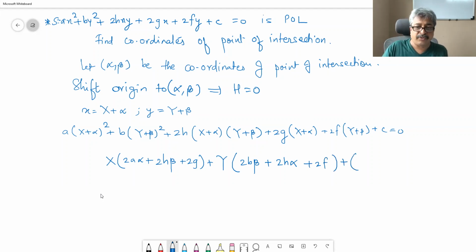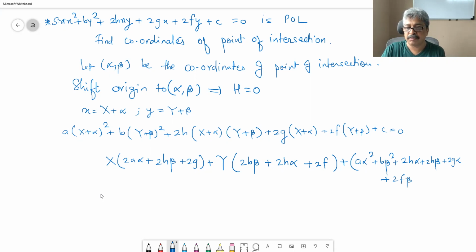I mean, we will have three equations. The constant term in the first case is a alpha square plus b beta square plus 2h alpha beta plus 2g alpha plus 2f beta plus c.